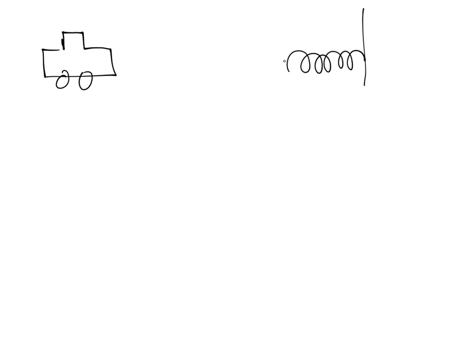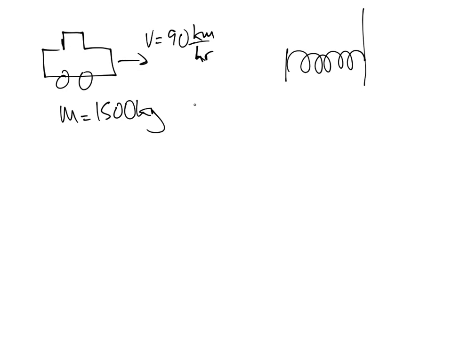Okay, this problem involves a car which is heading towards a wall that has a spring on it, and the car's initial velocity is 90 kilometers per hour. And the mass of the car is 1,500 kilograms.